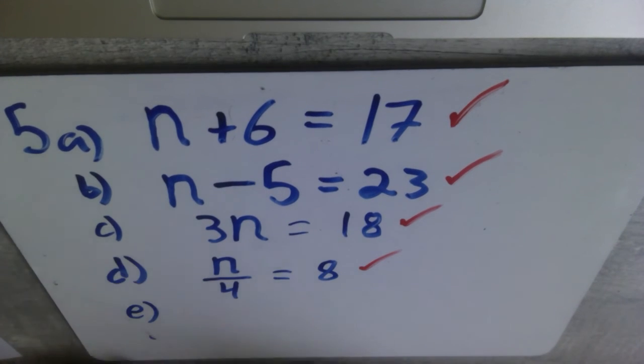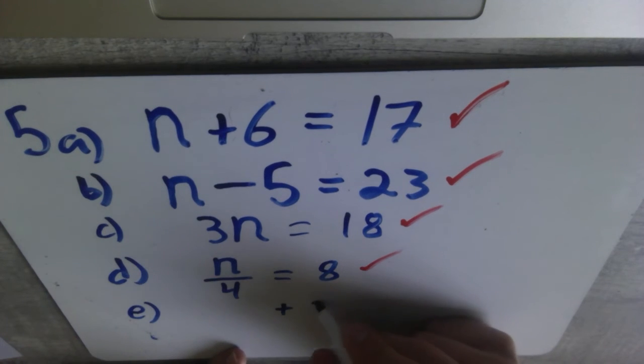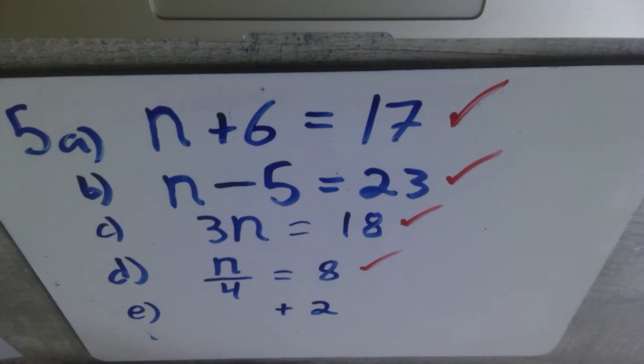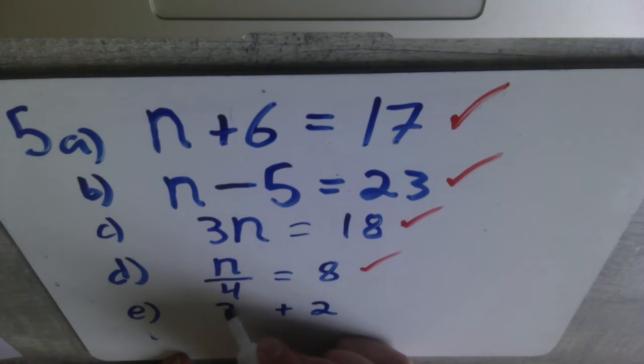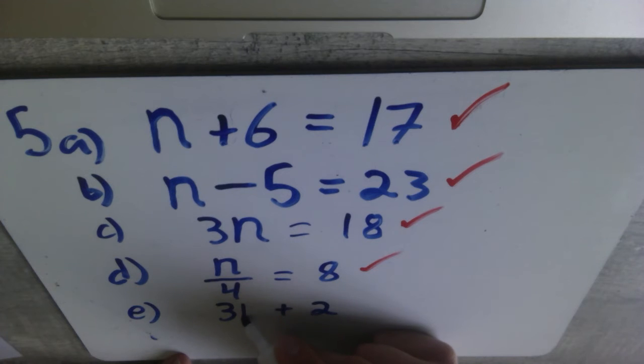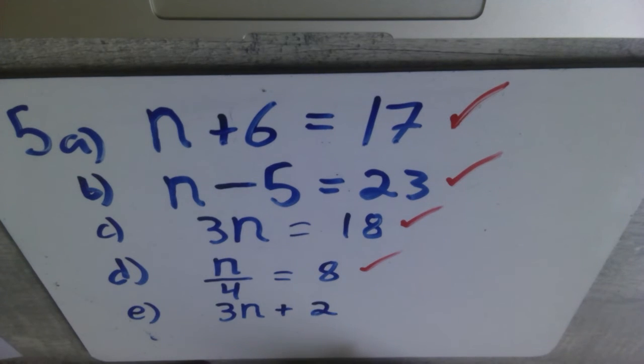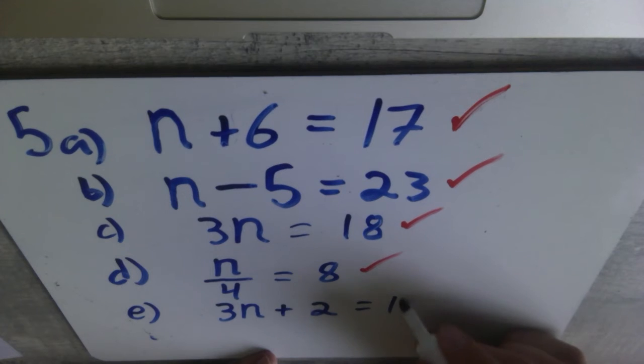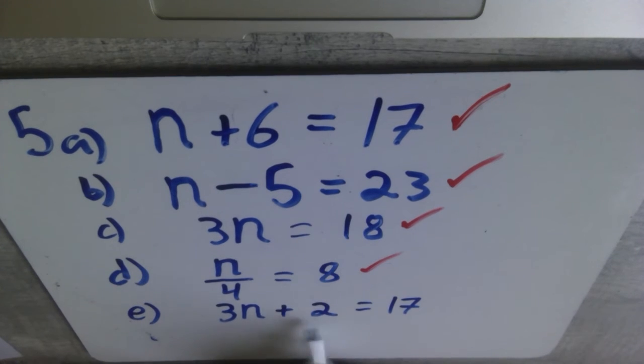E. We have 2 more than a number, 2 more than 3 times a number is 17. So this one looks like a 2-part question. It's a little bit longer, so let's look at that. It says 2 more, so that's going to be a plus 2. The other part of this, 2 more than 3 times a number, so 3 multiplied by a number. And then is 17. So reading this through, 2 more than 3 times a number is 17.